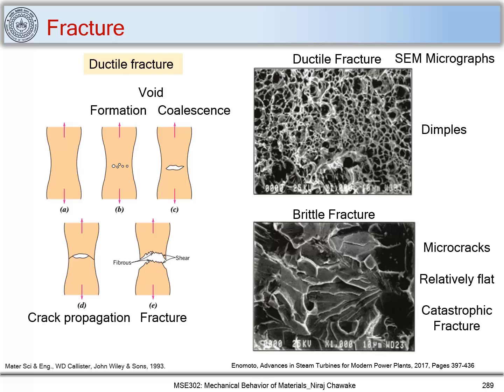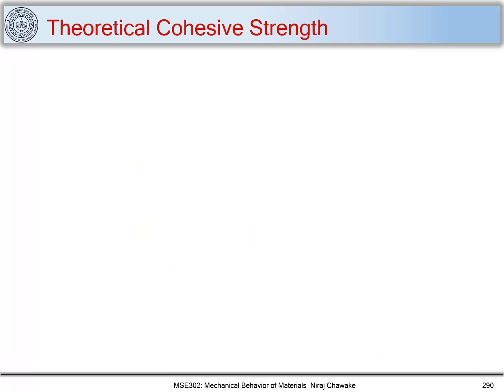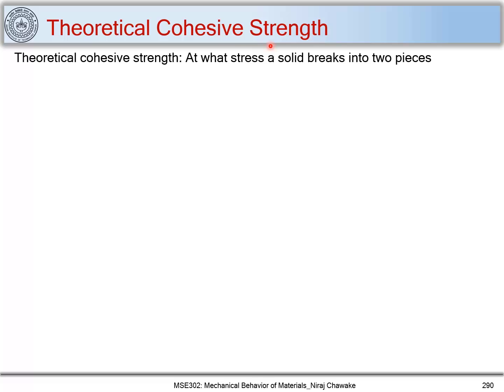Now let's move on and try to find out what is the stress that is needed to disintegrate material into two pieces. We'll be calling it the theoretical cohesive strength. When I want to find out theoretical cohesive strength, I am using it for brittle materials. So what are brittle materials? They are majorly elastic. As soon as you try to enter into the plastic region, they fracture. So we are trying this for brittle materials.